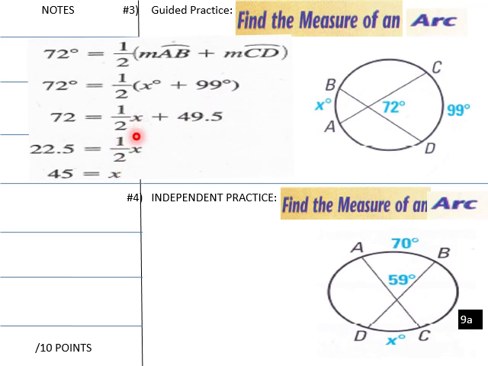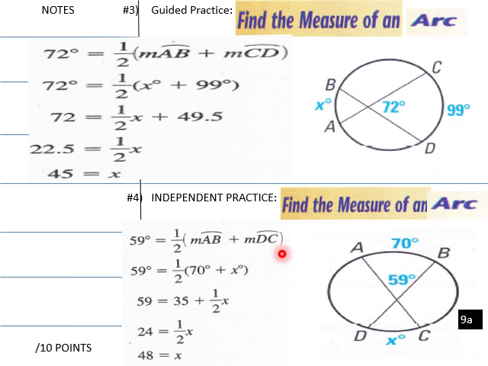We continue to solve for x, and then we move this over here, and this 22.5, multiply both sides by 2, and we get 45 degrees equals x. Now, did I do number 4? I did do number 4, and by the time we crank it out here, 59 equals 1/2 70 plus x. We get 35, move that over here, 1/2 x equals 24, x equals 48. So this will equal 48 degrees.